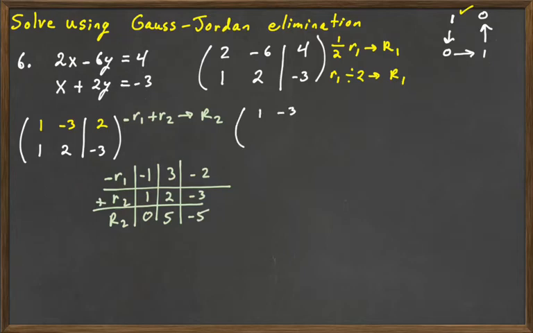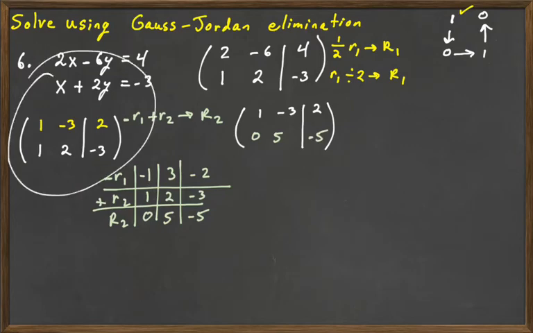Okay, so we did use row 1, but we did not replace row 1. We replaced row 2. So we write our row 1 as 1, negative 3, 2. And row 2 is now 0, 5, and negative 5. By the way, once we've performed a row operation, this is our matrix we're going to refer back to. So we don't refer back to the original matrix when I'm talking about row 1 and so forth.